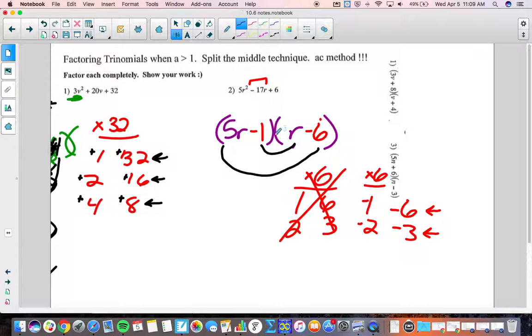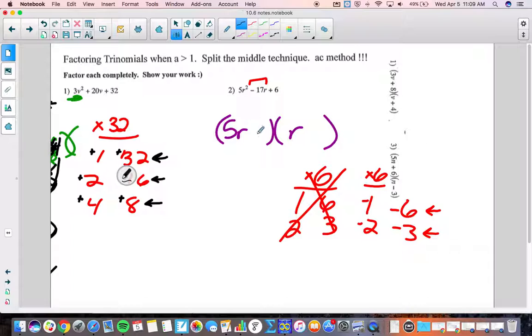So let's try it. Here we get a -1r. Here we get a -30r. Oops, when I combine those I get -31r. -31r. So that's not equivalent to -17r. So that was a good try, but that's not the right solution.